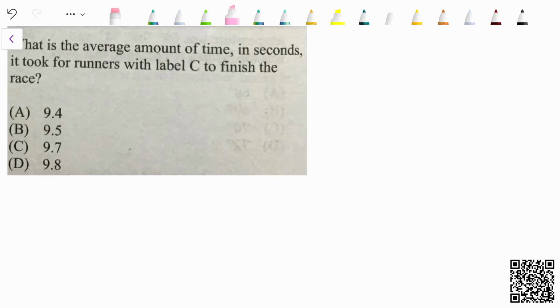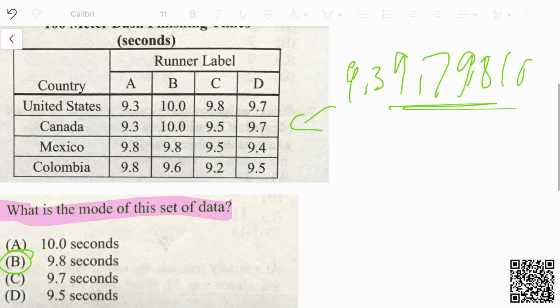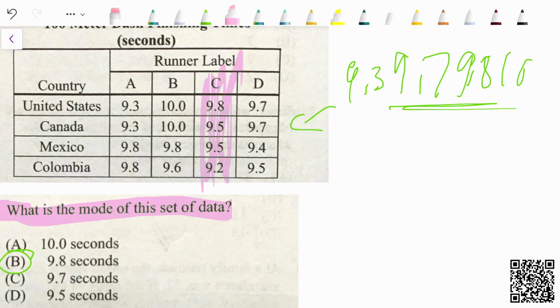Moving on to our last question. What is the average amount of time in seconds it took for runners with label C to finish the race? Let's look at the people who finished at label C first. We've got this column, basically. 9.8, 9.5, 9.5, and 9.2.